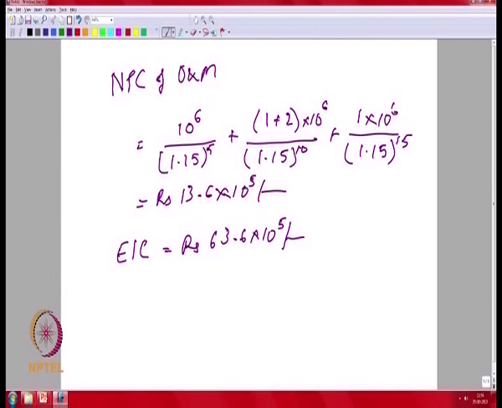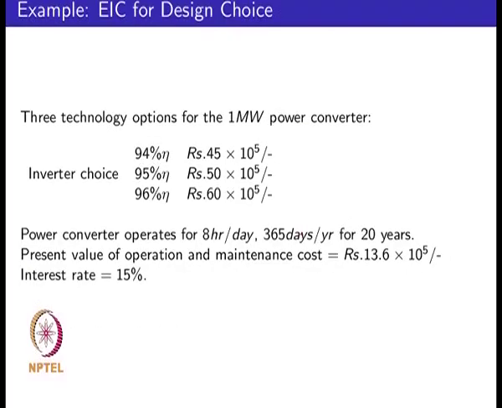So, we can next ask, suppose you have this 1 megawatt power converter and you have, say, 3 options in technology. You might have something which is the latest technology having very high efficiency, something which is slightly older, or something which is now commercially available. Depending on the type of inverter being used, you might have one inverter which is 94% efficient and its cost might be 45 into 10 to the power of 5. You might have another inverter which is 95%, 1% more efficient, which is 50 into 10 to the power of 5, so it costs slightly more.